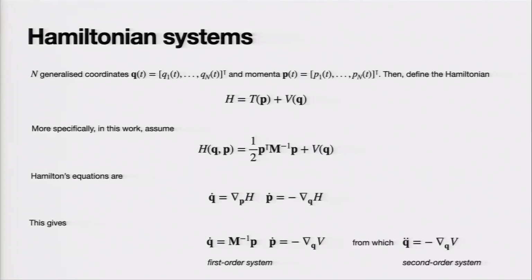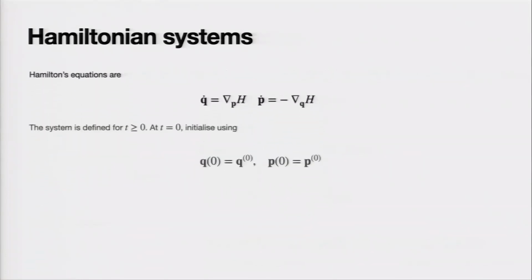Sometimes it is more convenient to lump these two equations into one equation, so you can combine them, and you end up having a second order in time system that sometimes is more convenient to work with. So this is Hamilton or Newton's. So you can switch back and forth between the two systems, and they're equivalent. Okay, you just need to initialize the system. So here we're just assuming that the system is defined for positive time, and you need to give initial conditions on both the coordinates and the momentum.